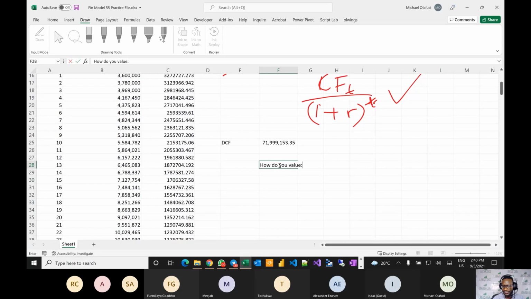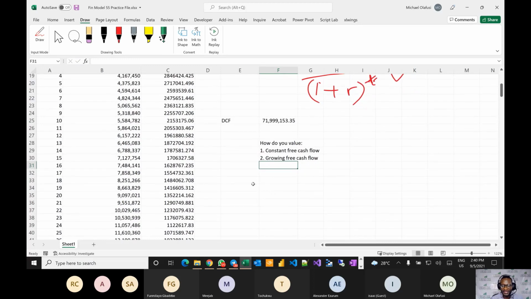How do you value constant free cash flow? Growing cash flow. Okay. The thing is, they both have a formula.